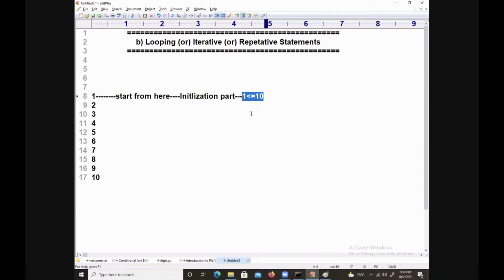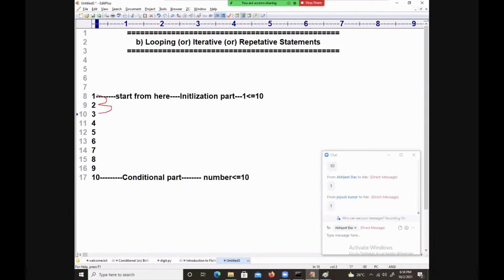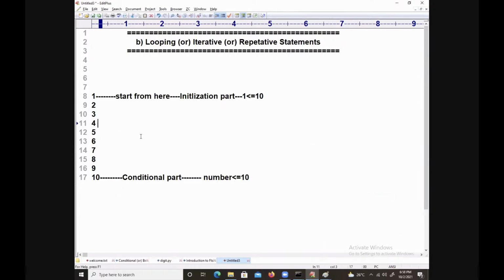This is called the conditional part. Up to where you want to go is known as the conditional part. The conditional part is nothing but: the given number is less than or equal to 10. This is called a number or digit, whatever you feel. Starting from 1, is 1 less than or equal to 10? Yes, print it. Now see how it is incrementing: 1 to 2, 2 to 3, 3 to 4, 4 to 5, etc. This is called the updation part. This is called increment.